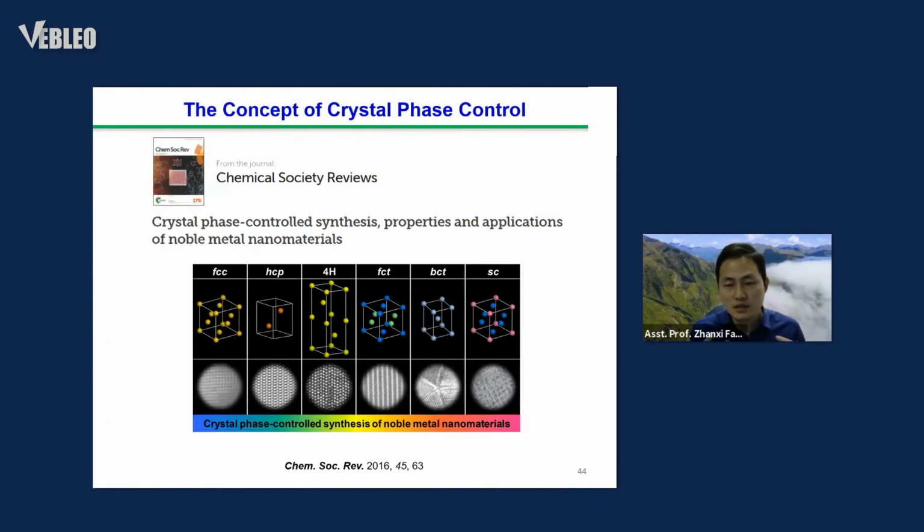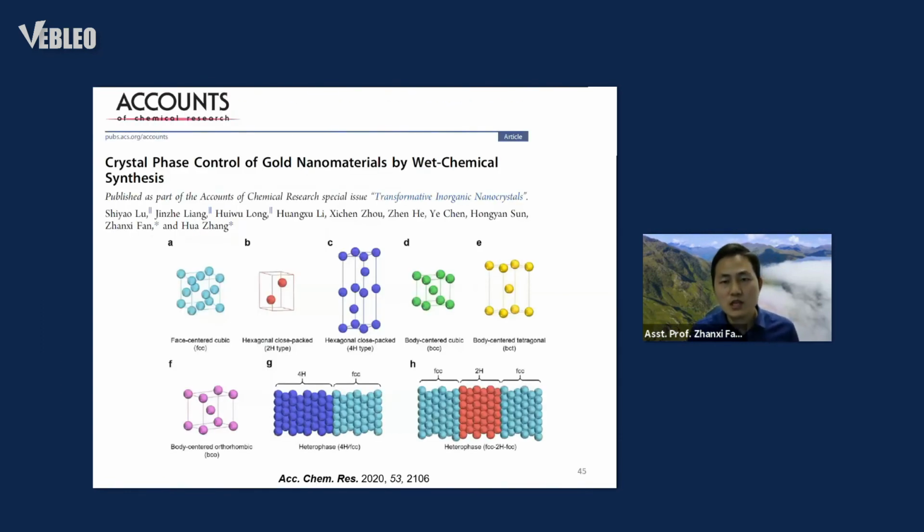Based on the previous studies, we proposed the concept of crystal phase control in a review paper in Chemical Society Reviews. Very recently, we have also summarized the recent work on the crystal phase control of gold nanomaterials by wet-chemical synthesis in a special issue of Accounts of Chemical Research. You can see here, usually gold has the FCC phase. Currently, many other unique crystal phases have been discovered by our group and many other research groups around the world.